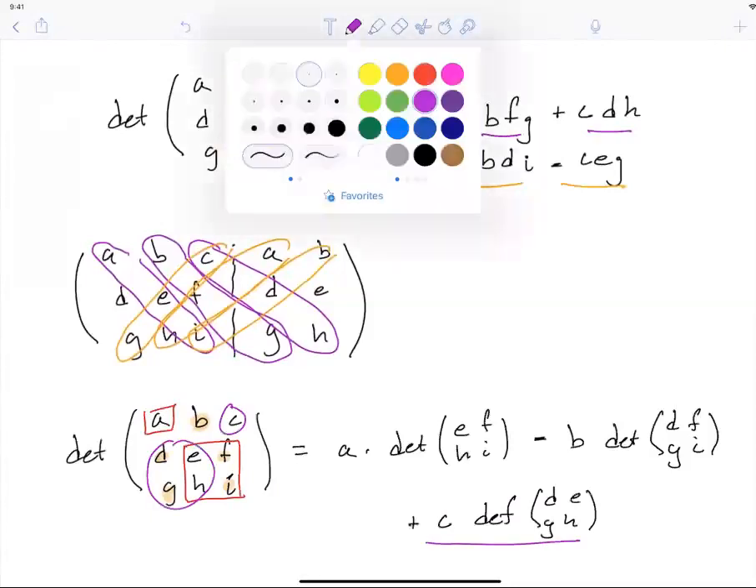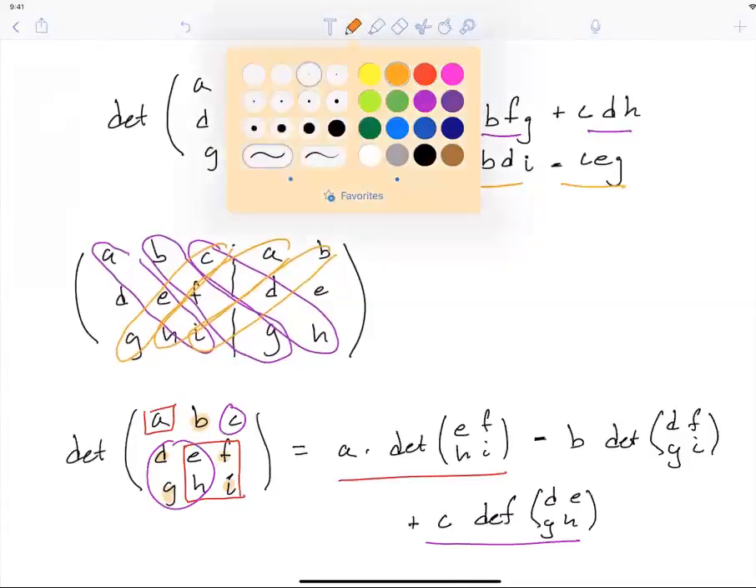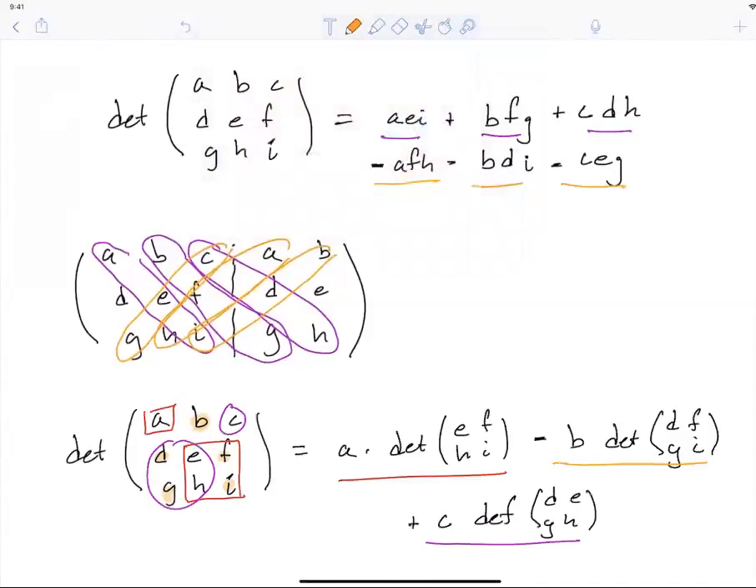So this is another way of doing it. And we're going to generalize this method later. But this is just another way of calculating the determinant, instead of memorizing the formula. And this is reducing it down to the 2 by 2 case.